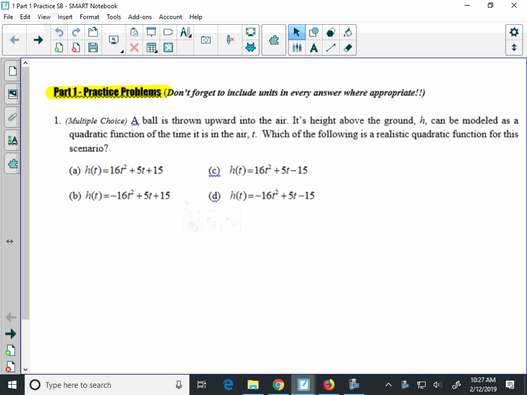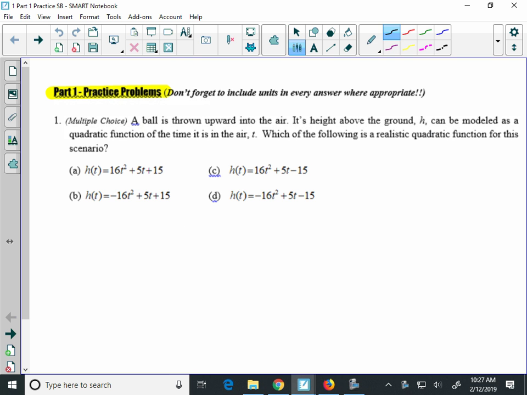All right, this is a video for the Unit 4 Part 1 packet, practice number 1. We're going to do number 1 and number 2 in Part 1 practice. Number 1 is very similar to number 3 in the notes. Okay, so it says a ball is thrown upward into the air.